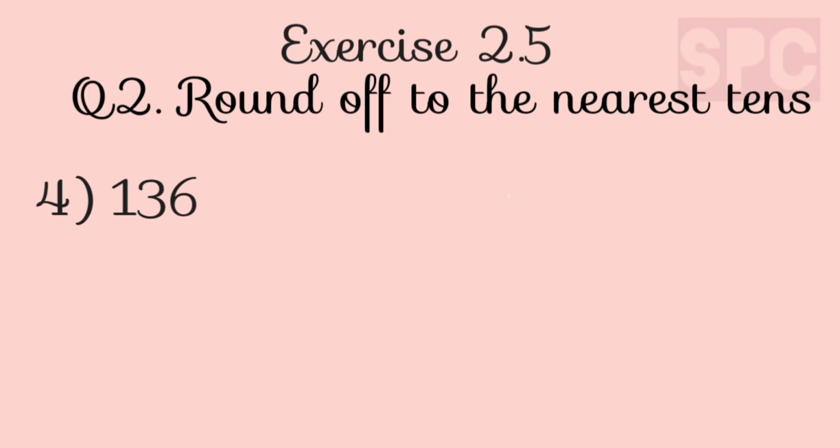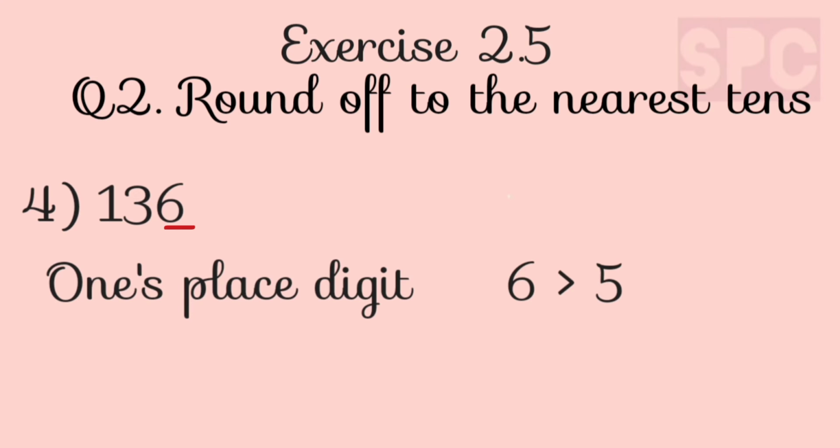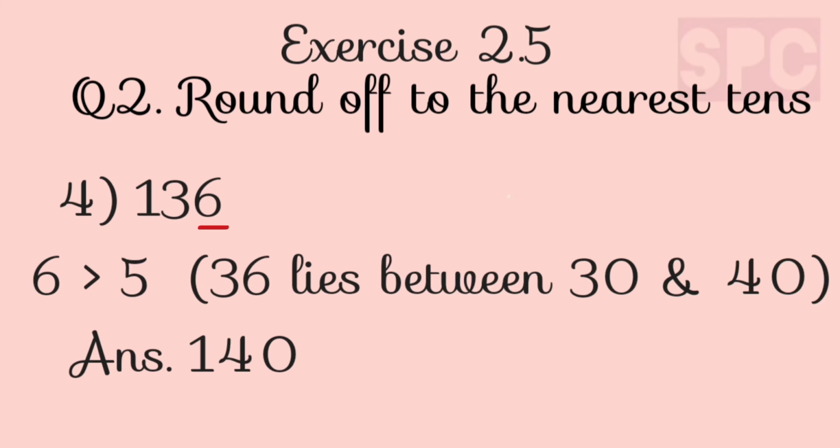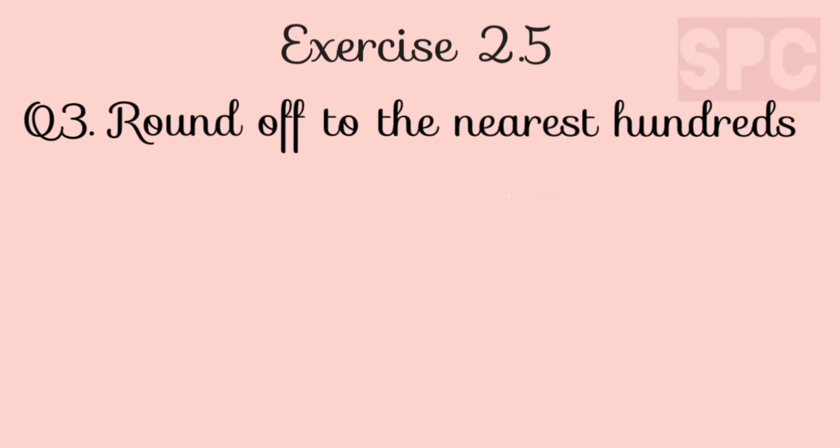Next question, 136. Now here we have got a 3-digit number, but still we have to round it off to the nearest tens only. So again we will see the digit at ones place. Here the digit at ones place is 6, which is more than 5. So since 36 lies between 30 and 40, we will step up, and after rounding off 136, we will get 140.